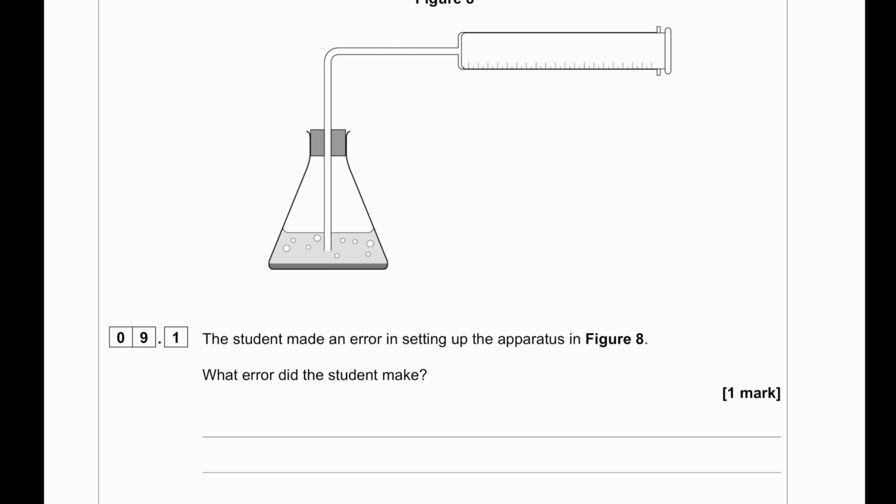The student made an error in setting up the apparatus in figure 8. What error did the student make? Well, the student made an error of putting the delivery tube inside the acid.